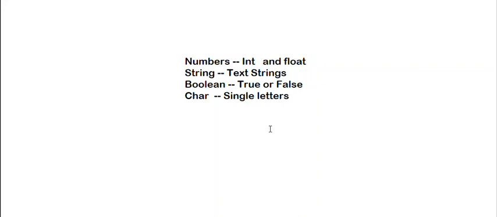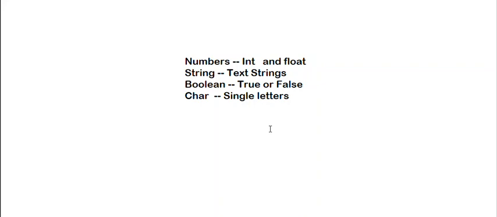Boolean: sometimes we only want to know a yes or no, or a true or false answer. So we use the Boolean data type there. And characters are single letters. So enter Y for yes, enter N for no.